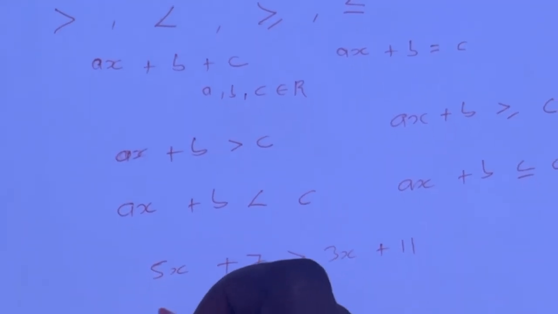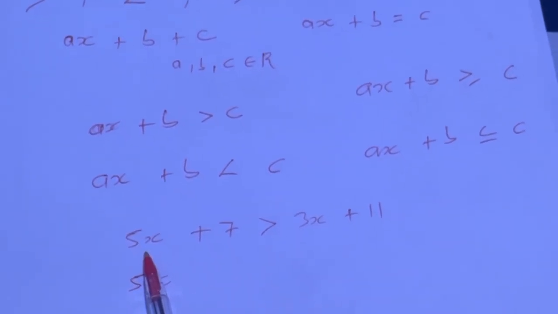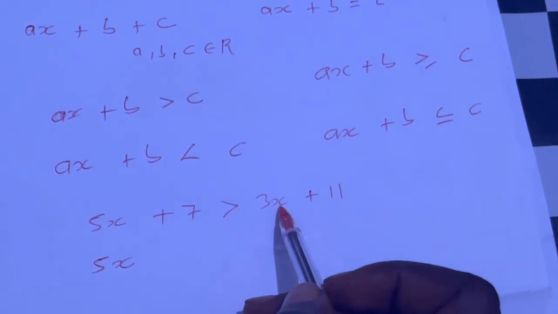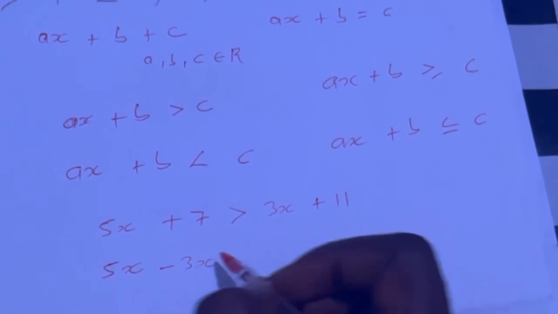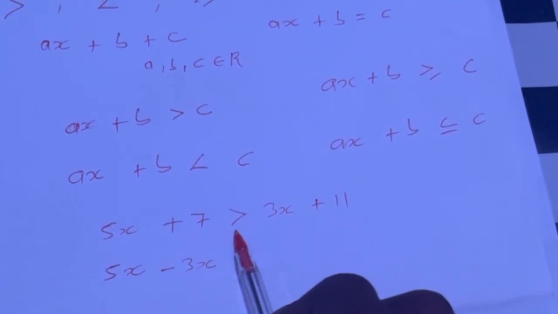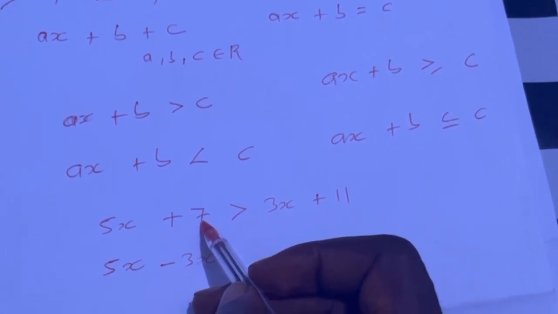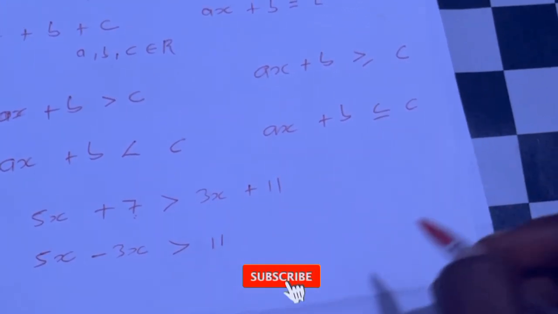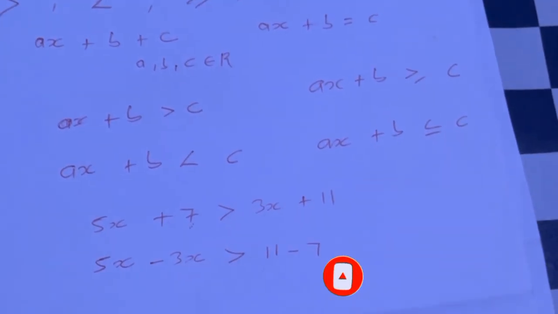minus 3x. So my inequality is going to be 5x. Note, I already have this 5x here, I'm not sending it anywhere. It is the 3x that I'm sending across the inequality sign. So since it is positive, it changes to minus 3x. 7 is a constant, and I want to move it across this inequality sign. Now, 7 is positive. When it is crossing, it becomes negative. Take note, 11 is already on my right-hand side. So when 7 crosses, it becomes minus 7.